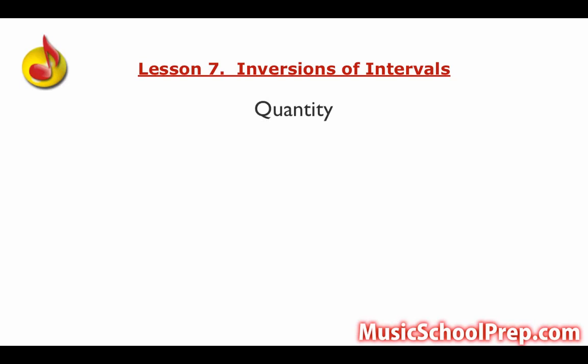The quantity of an inverted interval can be calculated by subtracting the original interval's quantity from 9. This exercise gets us the quantity only, and we will not be concerned with quality yet. Here's a list of examples.